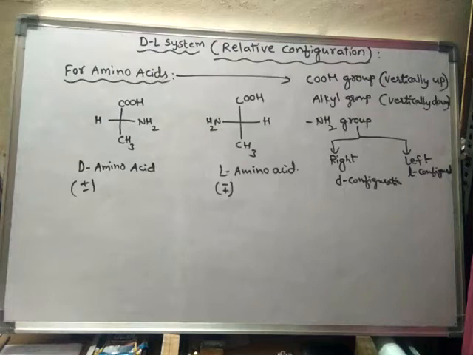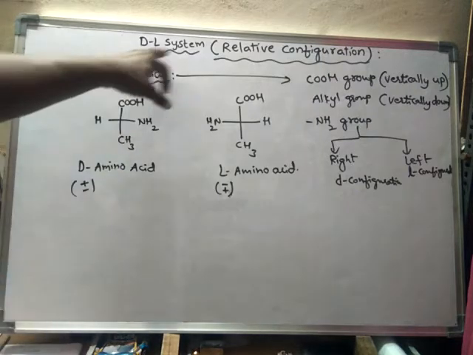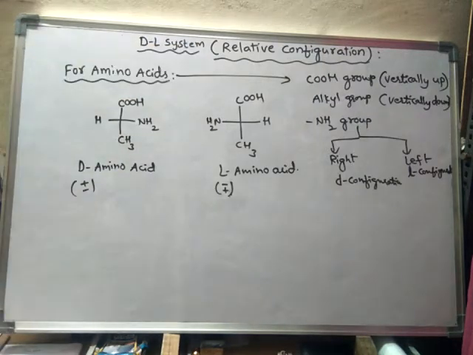We were learning the DL system of nomenclature, or relative configuration. Okay, so we have seen the DL system in carbohydrates. Now we will learn about the DL system, or relative configuration, for amino acids. Generally, the DL system is used for biological molecules, like carbohydrates, amino acids, and their derivatives.